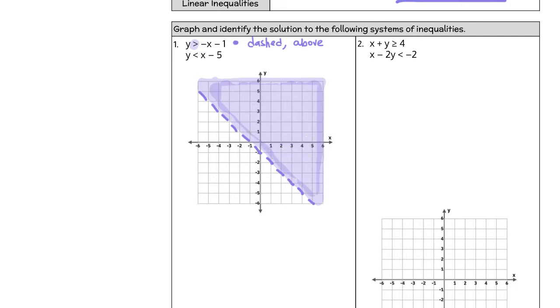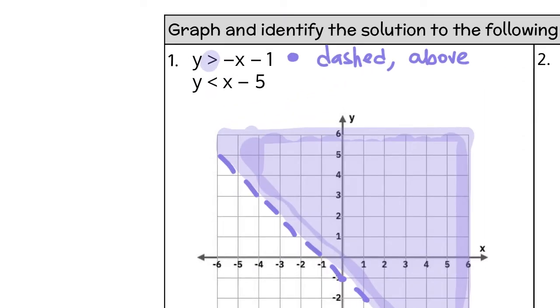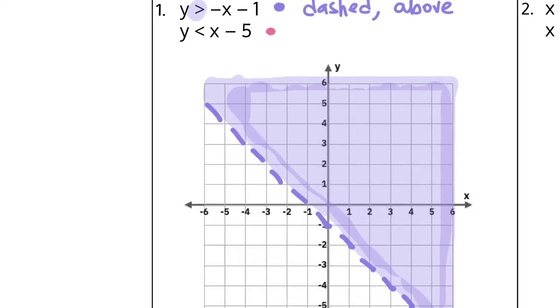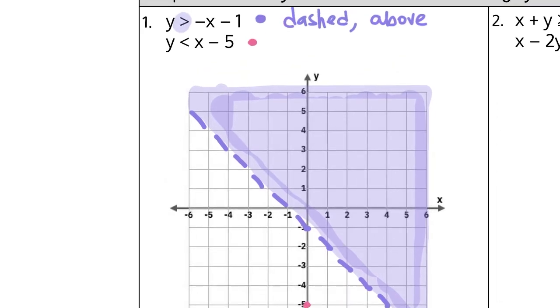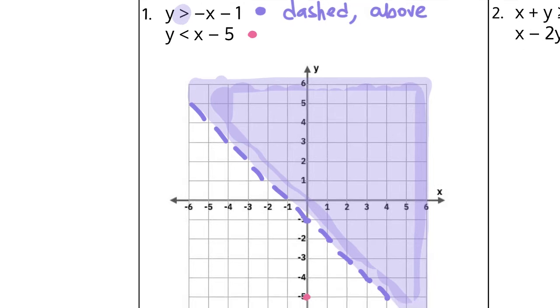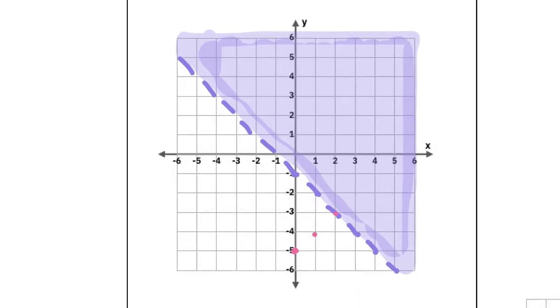Okay, now let's look at the other inequality that is there. This one we're going to do in pink. So this one is y is less than x minus 5. So -5 is its y-intercept. So I'm going to put a dot there. And again, this time, there is no number in front of that x. So that means that there's an invisible 1 there, and our slope is 1. So we're going to count starting from our y-intercept, up 1 over 1, up 1 over 1. Let's just put a few dots so that I can use them as a template.